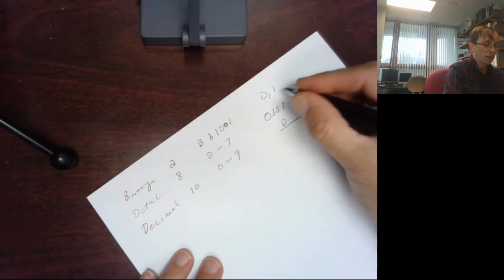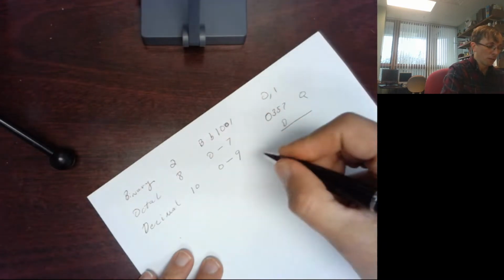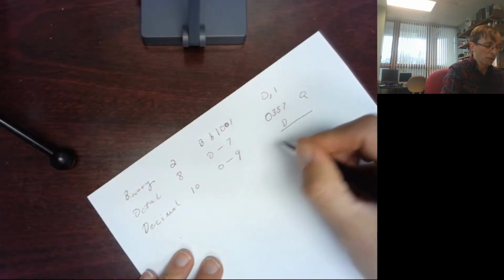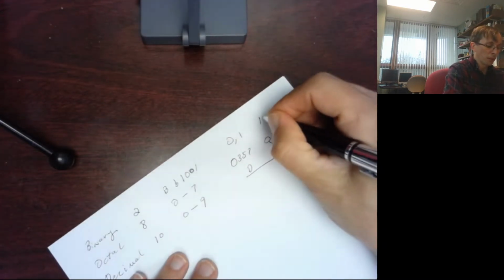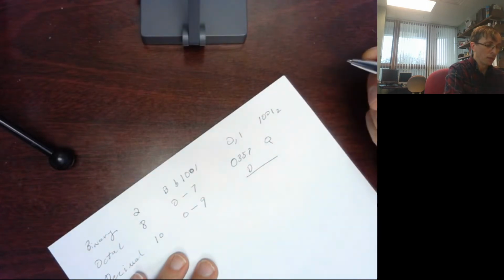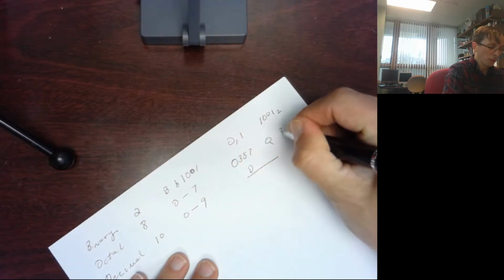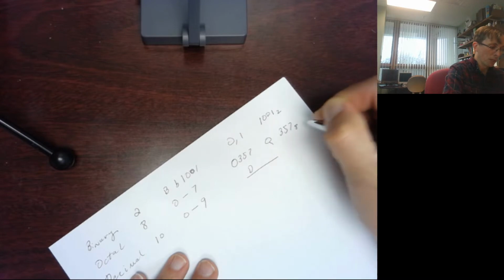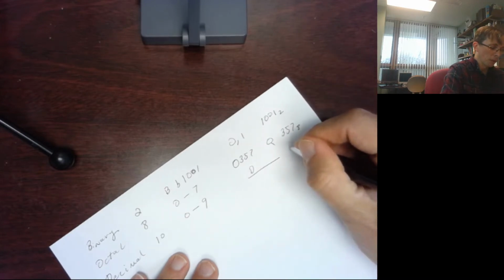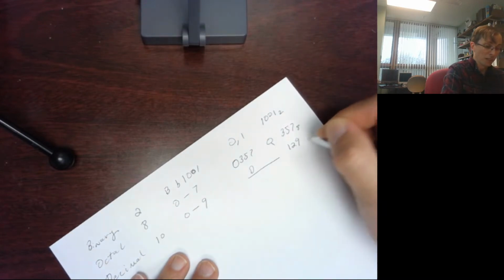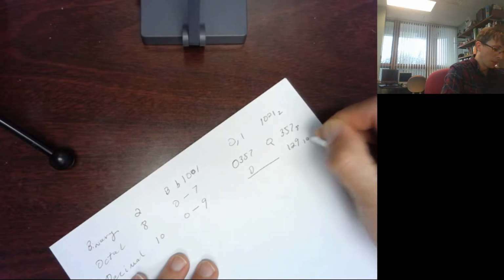The other way, obviously, to do each of these values, and from a more mathematical perspective, is we might say 1001 subscript 2, or 357 subscript 8, or 129 subscript 10, right? Decimal being implied.